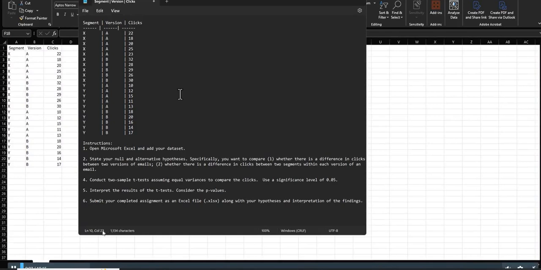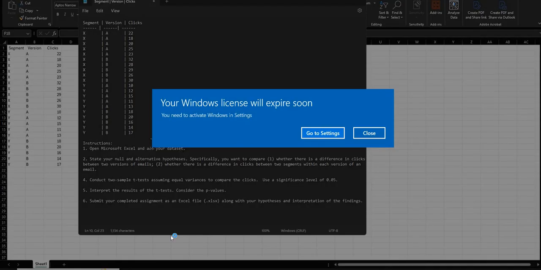Segmentation. And we have these two versions of our email that we're sending out. We have A and B that we split across segments X and Y. So the first step here is to transfer this data set over to Excel, which we've gone ahead and done. All I've done is basically just take the same information and plug it in to Excel here.